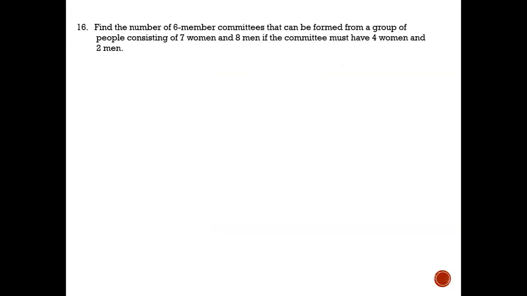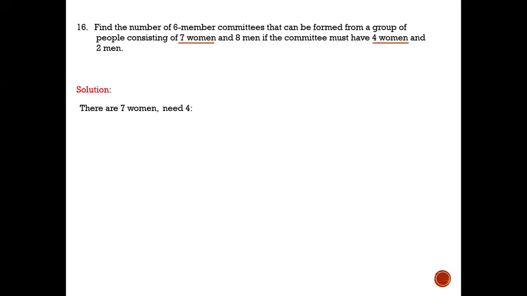Okay. All right. Next example. Find the number of six-member committees that can be formed from a group of people consisting of seven women and eight men, if the committee must have four women and two men. So this comes from the probability section, and again, we need to do combinations. For our solution here, we first want to find out what they're asking us to solve for.